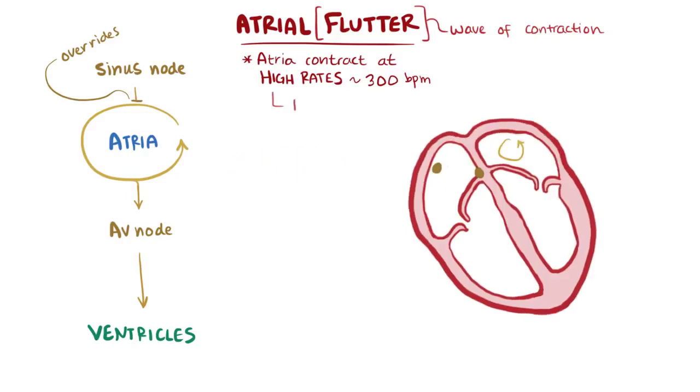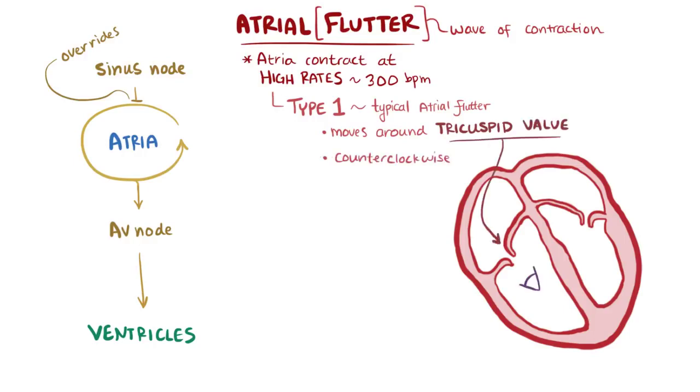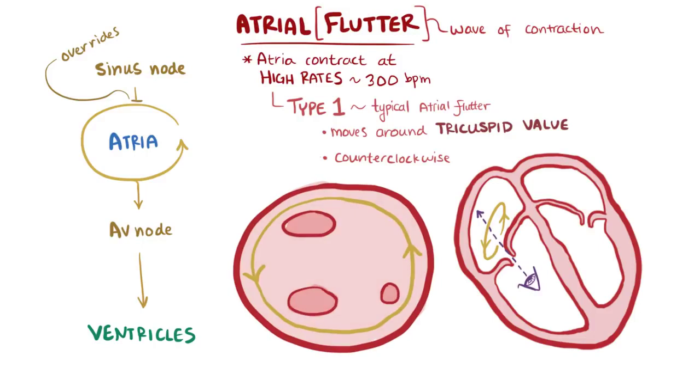There are actually 2 types. Type 1, or typical atrial flutter, is more common and is caused by a single re-entrant circuit that moves around the annulus, or the ring of the tricuspid valve, of the right atrium. Usually in a counterclockwise direction when viewed looking up through the tricuspid valve. Okay, so imagine that you're this eyeball looking up through the valve. You'll see the superior vena cava, or SVC, the inferior vena cava, or IVC, and the coronary sinus, or CS.